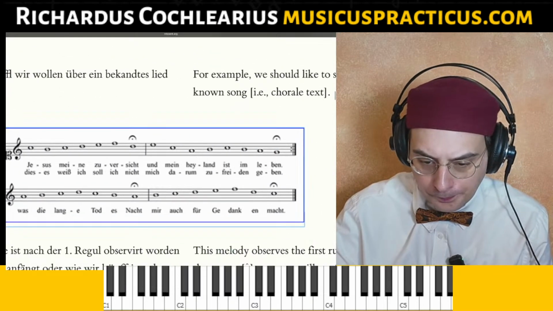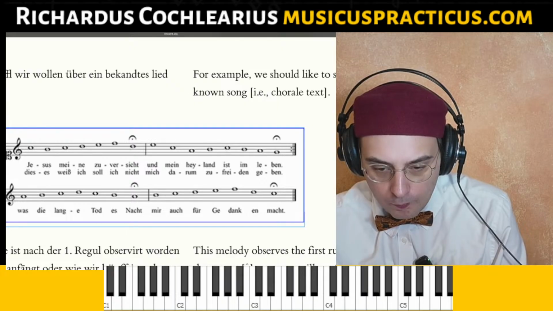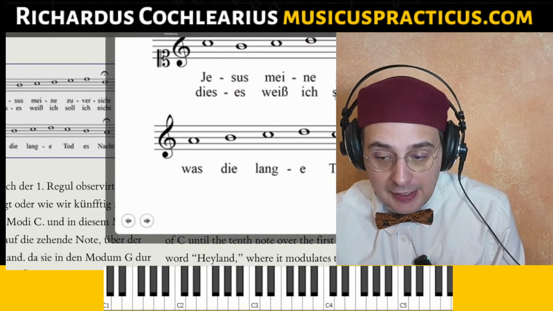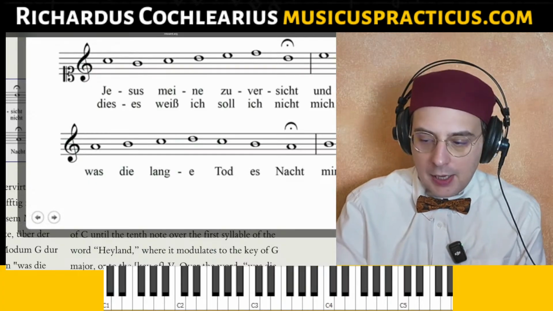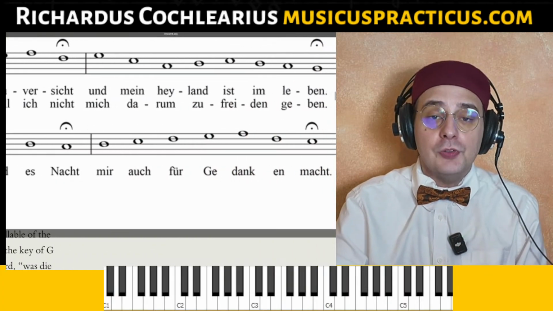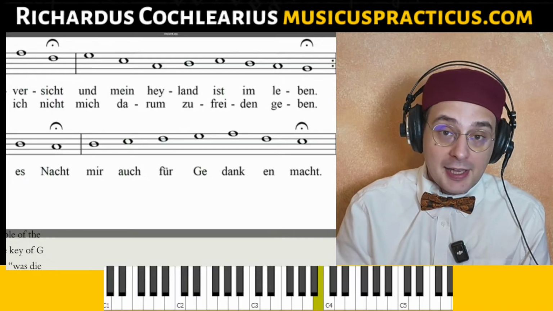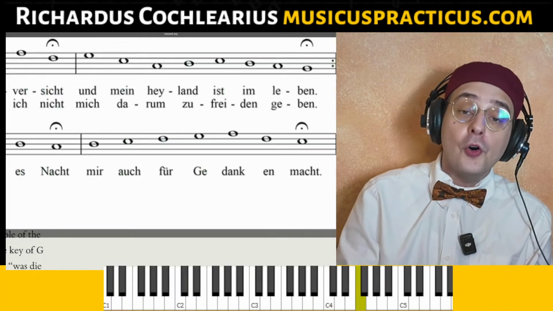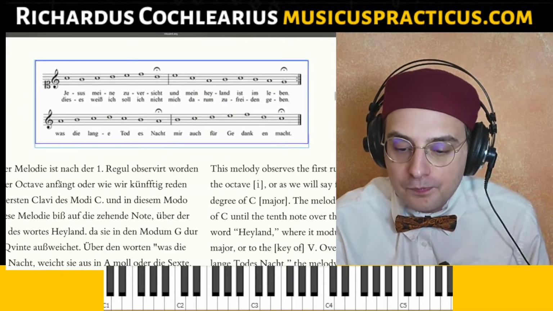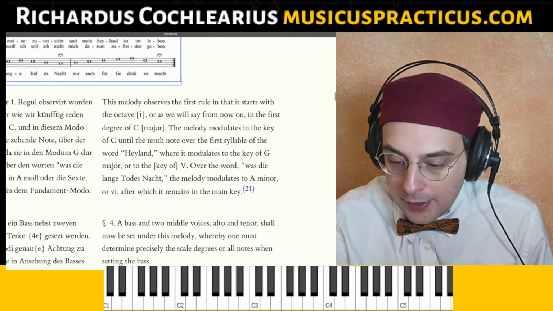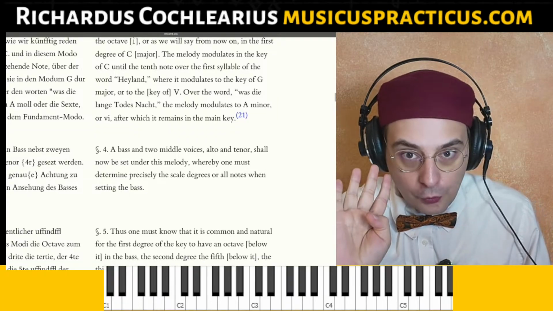So from the beginning of the third line we are in A minor, and then back to the first degree. Mi, fa, 7, 1, 2, 3, 4, 2, 1, in scale degrees. Okay, there we are.